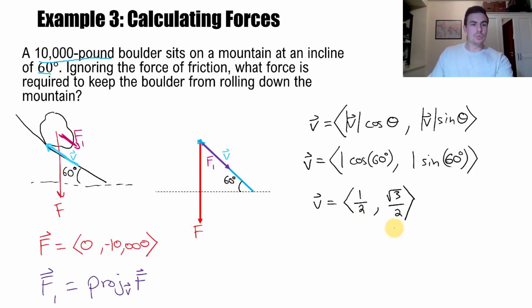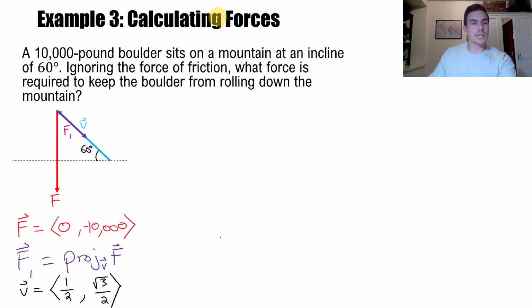Now, we need just to realize something, and that is this important point here. The force that is required to keep this boulder from falling is going to be the opposite of F1. All right, so whatever F1 is, that force is going to be the opposite of that. So it's going to be going this way, right? Opposite F1. That's what we have right here. Okay, so just keep that in mind as we are trying to solve for F1 and for this force keeping the boulder from rolling down. Okay, so we've got our important stuff here off to the side.